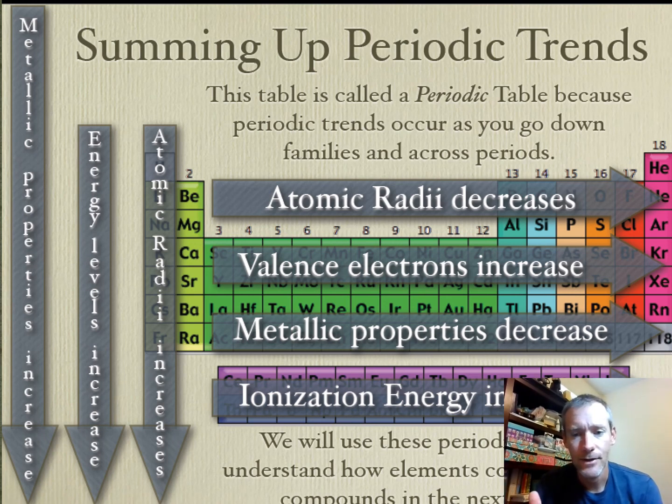All right. So metallic properties increase, energy levels increase, and atomic radii increases as you go down. As you go across, atomic radii decreases, valence electrons are increasing, metallic properties are decreasing, and ionization energy is increasing.